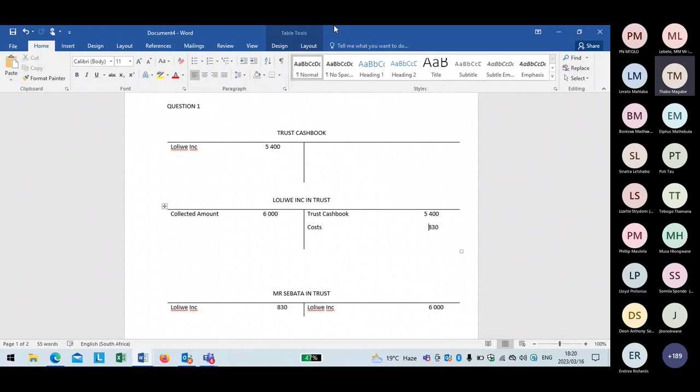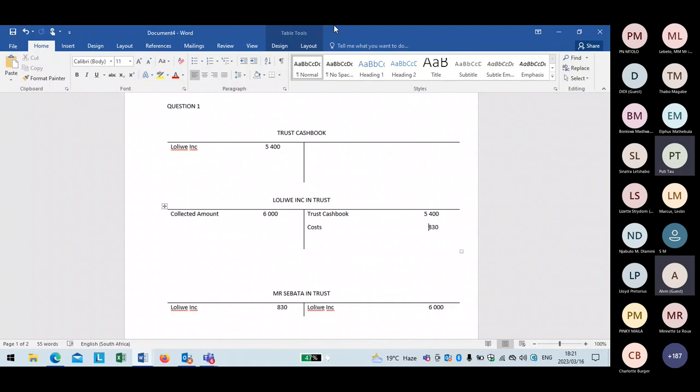Right. In our case here, how much are our fees? 230. Does everybody see this? Does everyone agree with these? Yes. Right. 230. Can you please explain how we deal with this? 230. How do we deal with this?